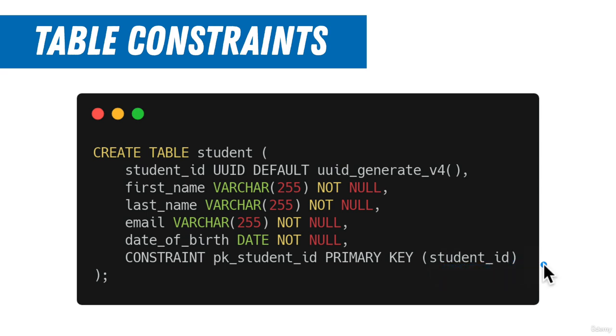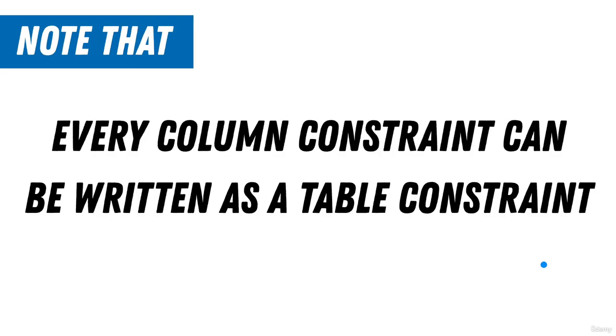So table constraints are very easy, very straightforward, very fluent in the way that you define them, because it's just a different way of defining your create table statement. And every column constraint can be written as a table constraint. Now let's go look at some of them.